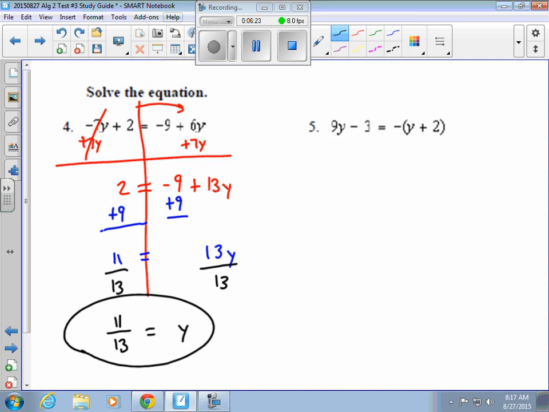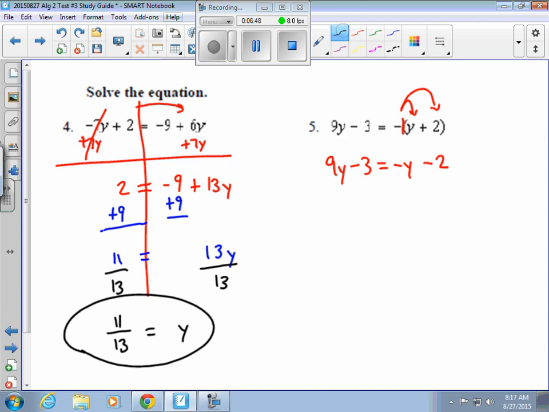Number 5 says 9y minus 3 equals, now we have a negative out front of this parentheses, y plus 2. So that acts like a negative 1 that you need to distribute. So negative 1 times y is going to be negative y. Negative 1 times 2 is negative 2. The rest of it will say 9y minus 3 equals that.